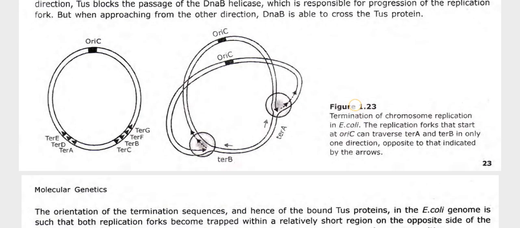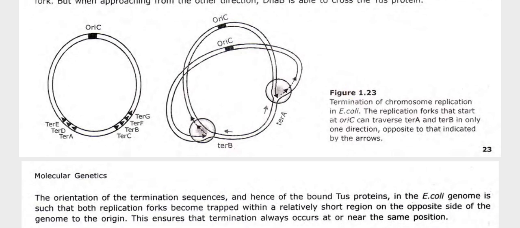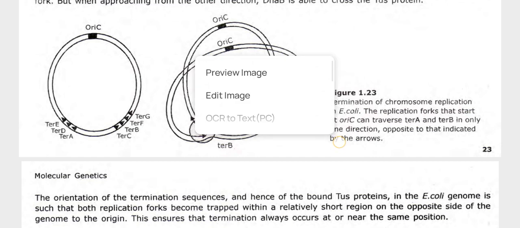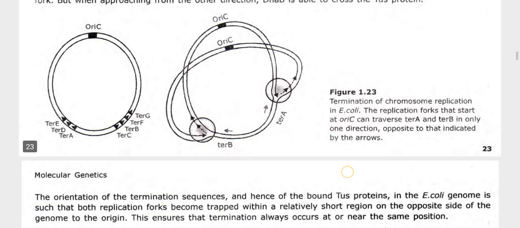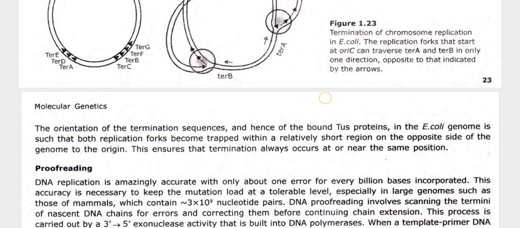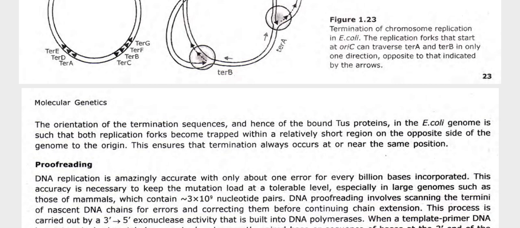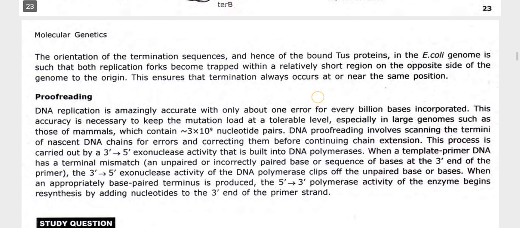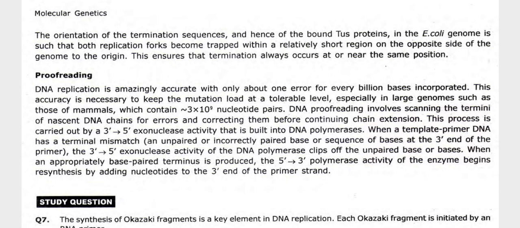OriC, TerE, TerD, TerA, TerC, TerB, TerF, TerG portions. Termination of chromosome replication in E. coli: the replication forks that start at OriC can traverse TerA and TerB in only one direction, opposite to that indicated by the arrows. The orientation of the termination sequences, and hence of the bound Tus protein, in the E. coli genome is such that both replication forks become trapped within a relatively short region on the opposite side of the genome to the origin. This ensures that termination always occurs at or near the same position.